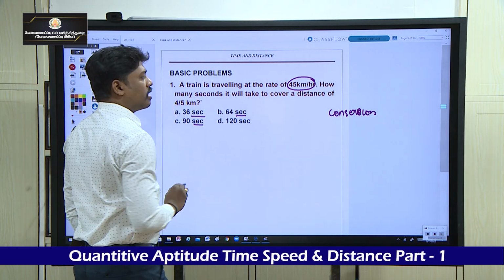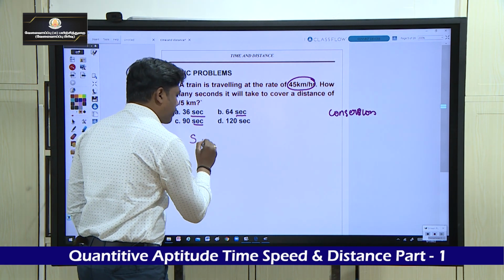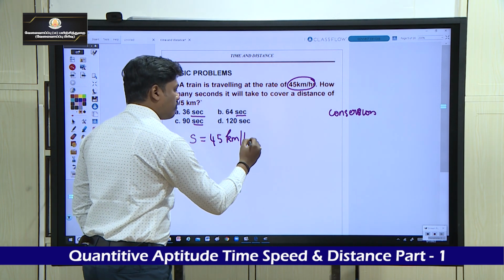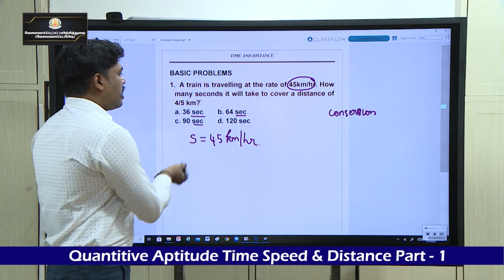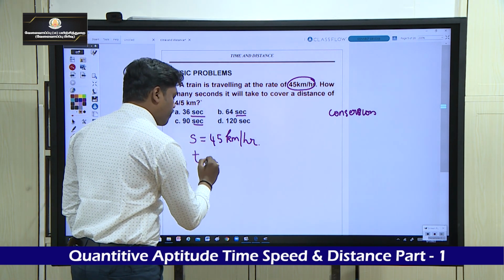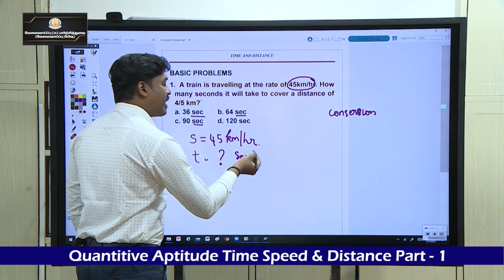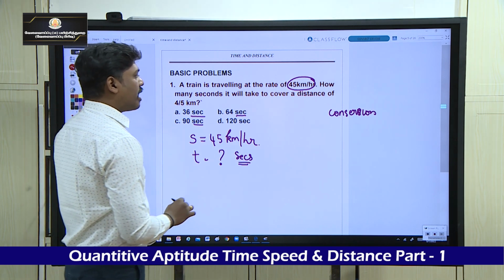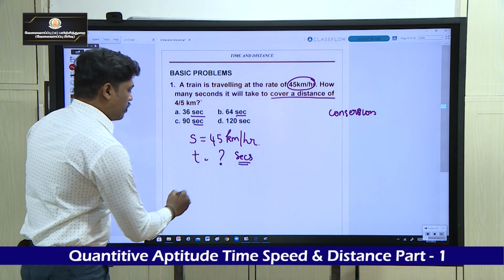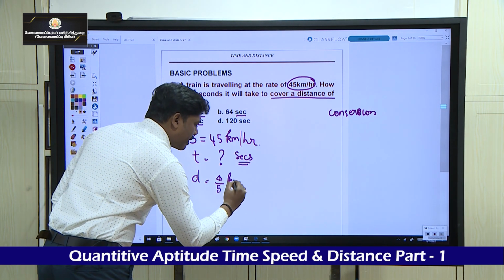A train is travelling at a rate of 45 kilometer per hour. So I can tell the speed of the train is 45 kilometer per hour. Okay. Next they are asking how many seconds it will take. How many seconds, which means they are asking the time in terms of seconds. It will take to cover a distance of 4 by 5 kilometer. So the distance here is 4 by 5 of a kilometer.